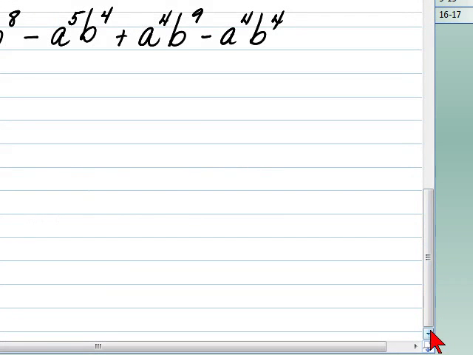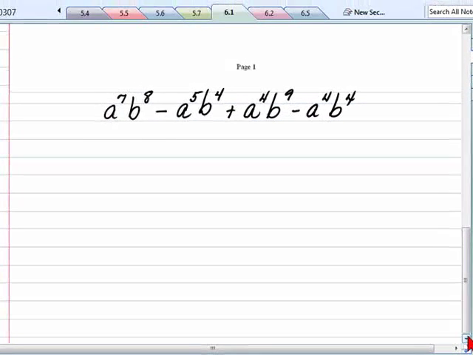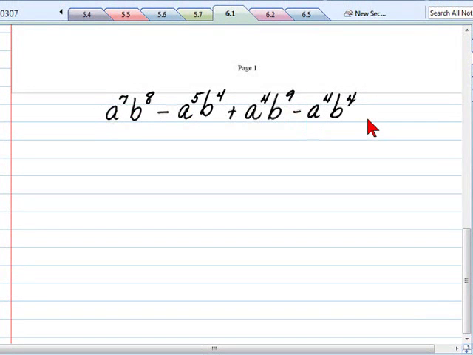Okay, I am about through copying down this kind of wild one. A to the 7th, b to the 8th, minus a to the 5th, b to the 4th, plus a to the 4th, b to the 9th, minus a to the 4th, b to the 4th. Okay, I don't see a numerical common factor in all of these terms, but I do see some variables. They all have A's, and they all have B's.